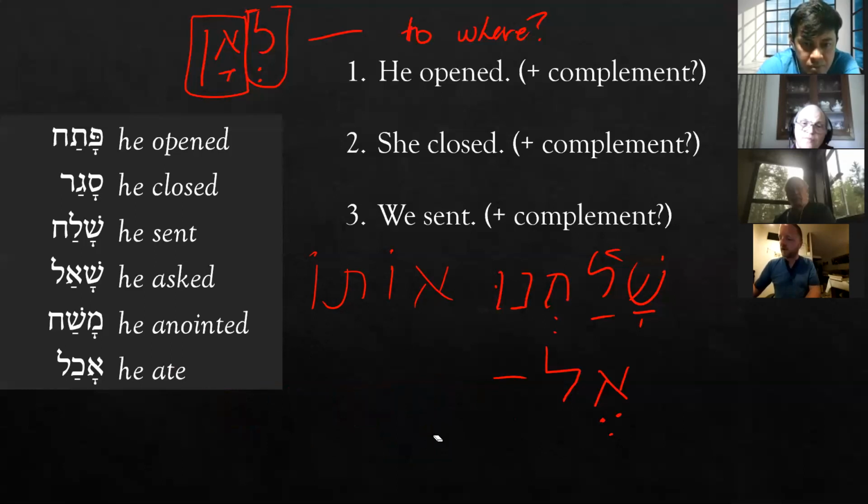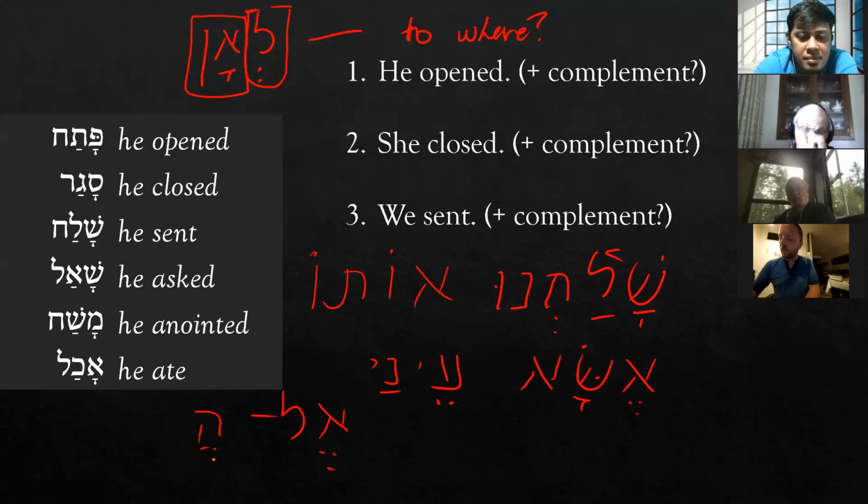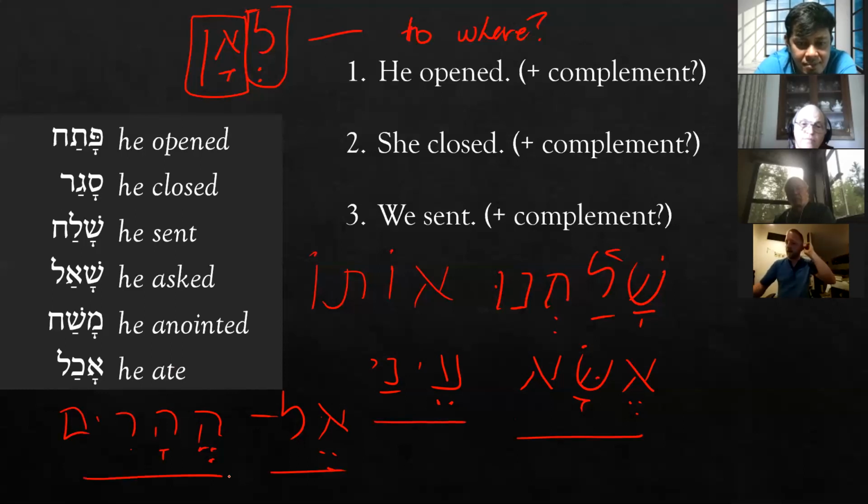Okay, so Psalm 121, I believe it is. I lift up my eyes to the hills. Esa, I will lift up, from nasa. Esa enai. Enai is from ayin, but it's plural, enaim, my eyes, with the I ending for my. Esa enai el heharim. I will lift up my eyes unto the hills. That's directly from the Bible. Good verse.